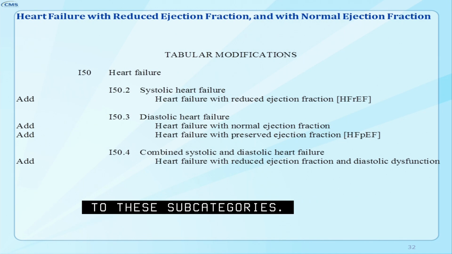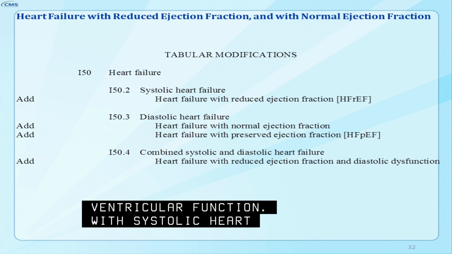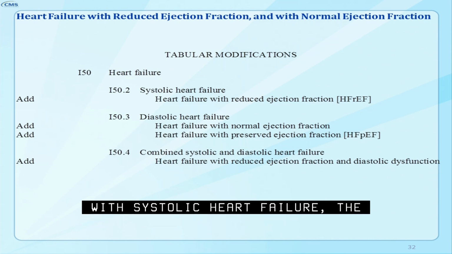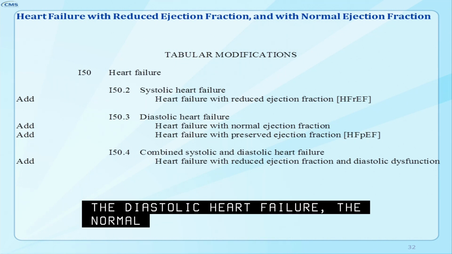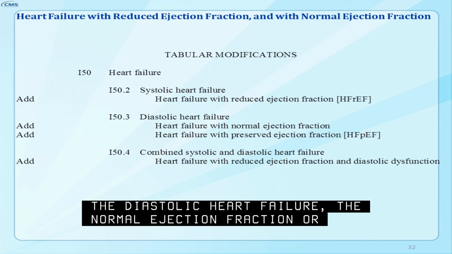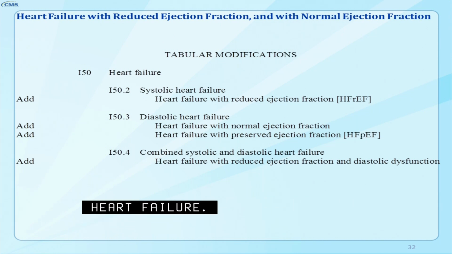So, first off, ejection fraction is a way of measuring the left ventricular function. And with systolic heart failure, the ejection fraction is reduced. On the other hand, in diastolic heart failure, you have a normal ejection fraction or a preserved ejection fraction. And for that matter, since we also have combined systolic and diastolic heart failure, since it is involving systolic, there is a reduced ejection fraction. However, there's also a diastolic dysfunction.